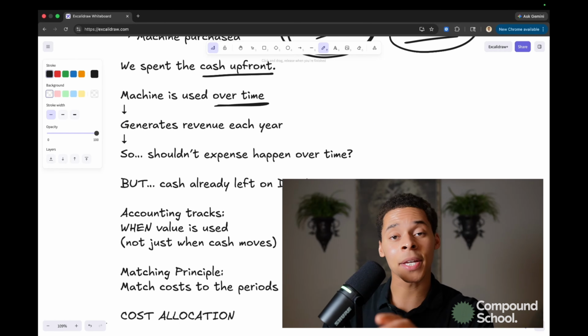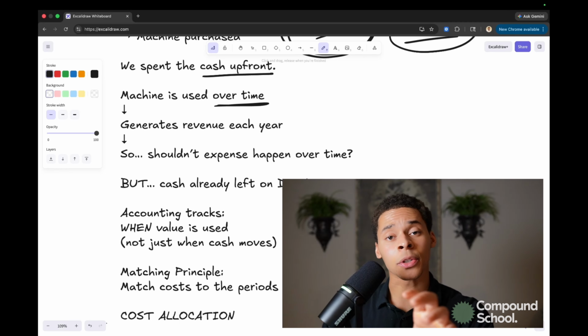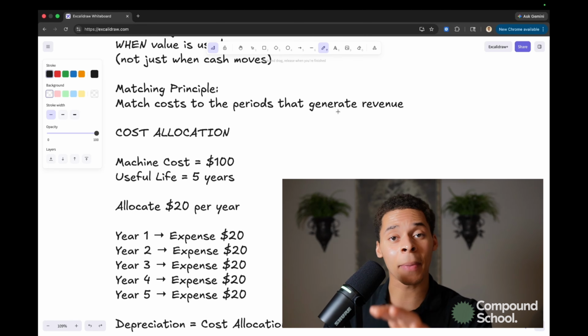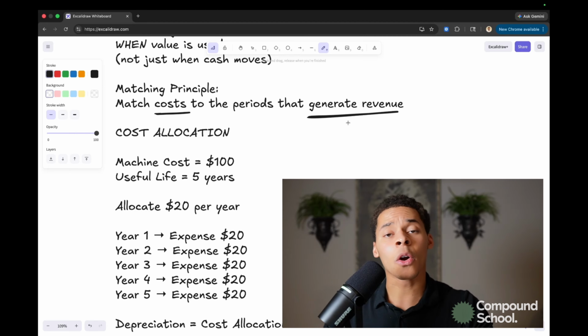It's simply a basis of accounting whereby we recognize revenues when they're earned, not necessarily when cash is collected, and expenses when they are incurred, okay? Not necessarily when cash is paid. So under accrual accounting, we want to adhere to the matching principle. That's why this basis of accounting treats cost in the way that it does. Under the matching principle, we want to match cost to the periods that generate revenue, okay? That's the core idea here.